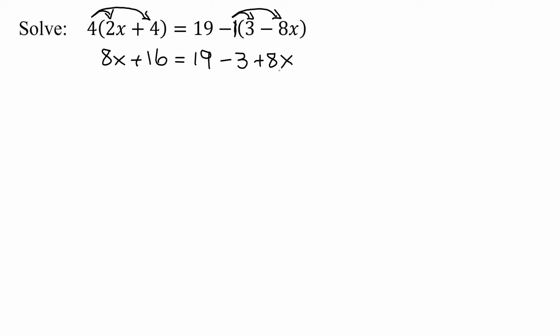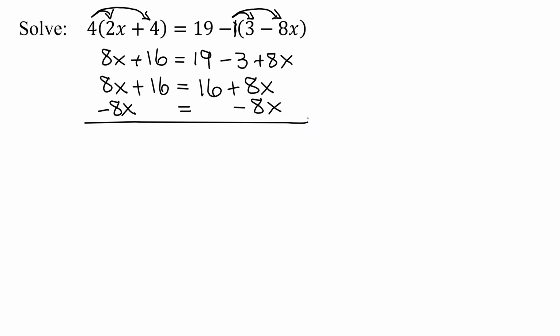Next step, can we simplify anything? Any like terms on the left-hand side? No, so I'm just going to leave it as 8x plus 16 equals. Any like terms on the right-hand side? Yes, I have 19 minus 3, so I have 16 plus 8x. Unlike terms on the right-hand side can't combine. So now I want to collect my x's. It doesn't matter which side I collect them on. I want to collect them over here on the left-hand side, so I'm going to subtract 8x from both sides.